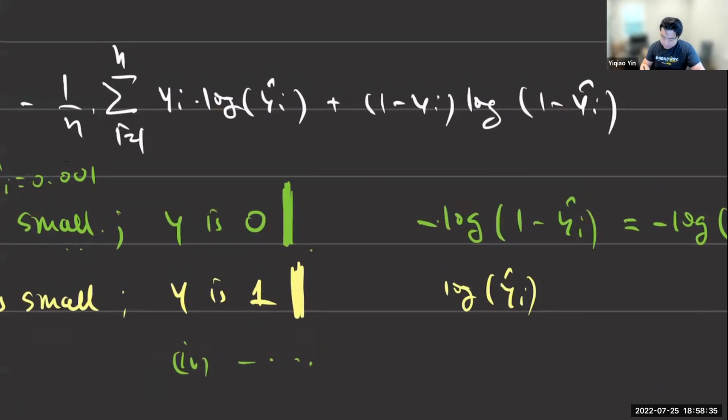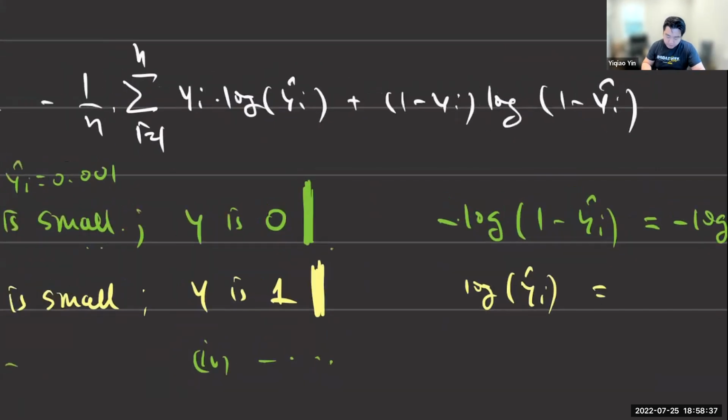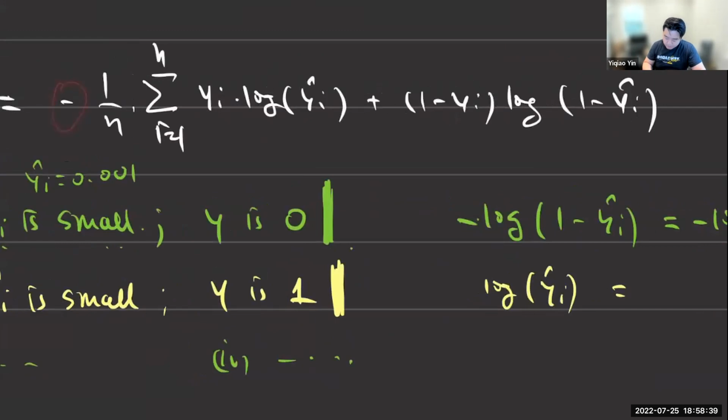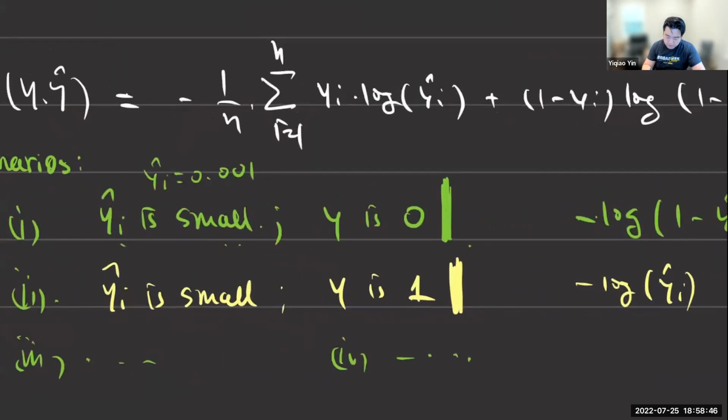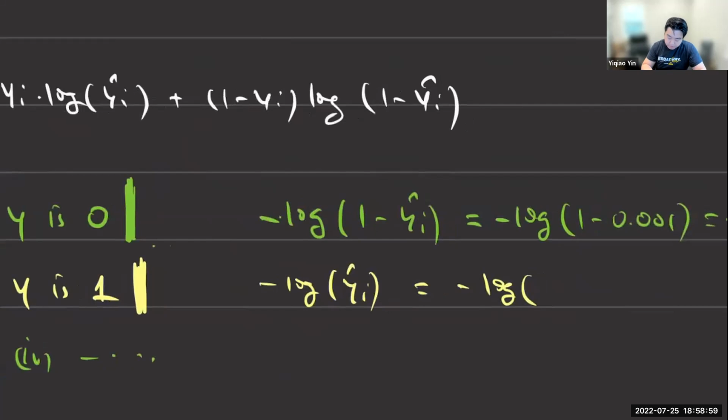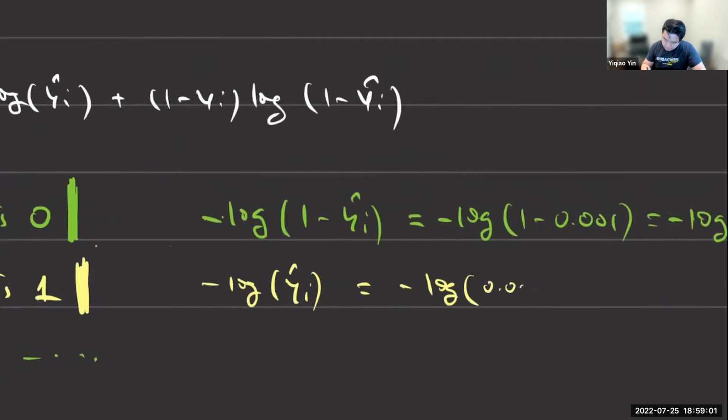And now, don't forget the minus sign. The minus sign is here, so let's add that back in. And then you have minus log. And here, I said yi hat is a small number. So small number means what? You give a small number, yi hat is 0.001. So yeah, you plug it in: small number, 0.001.